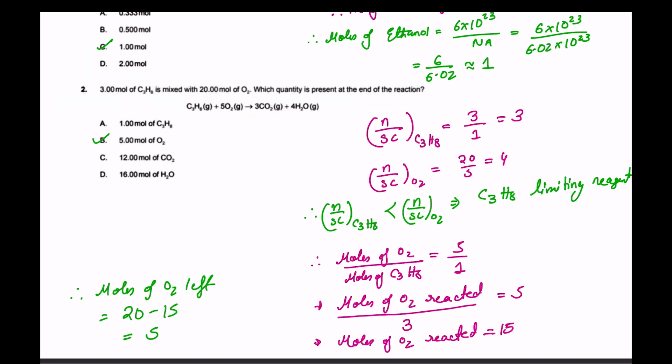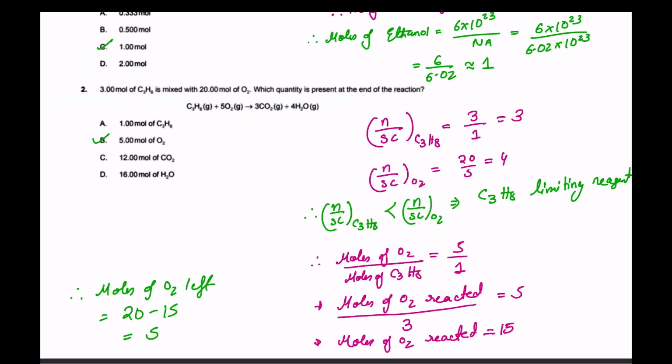Now let's see how much oxygen will be left after the reaction. Moles of O2 reacted by moles of C3H8 reacted is 5 by 1, which is the stoichiometric ratio, because the stoichiometric coefficient of O2 is 5 and that of C3H8 is 1. Putting in the moles, the moles of O2 reacted is 15. So the moles of O2 left is 20 minus 15, that is 5. So this becomes the correct answer.